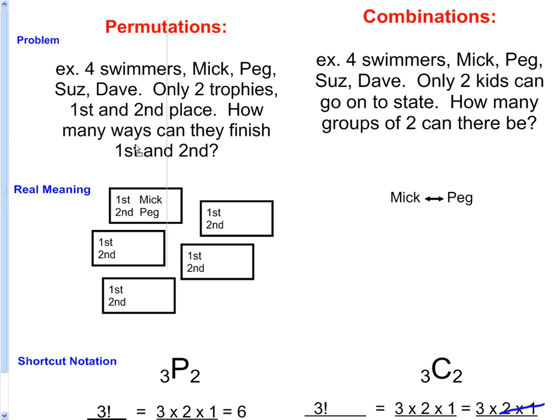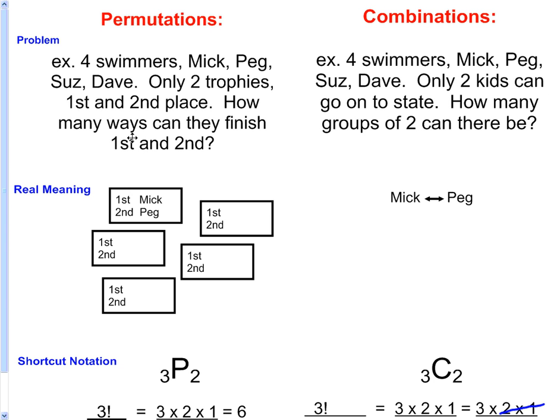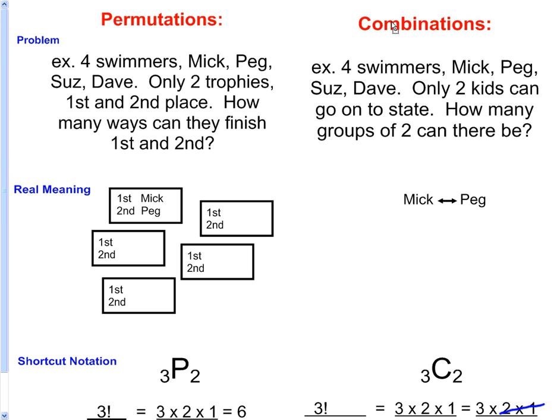In this one, for permutations, I have first and second place, implying the order matters. Like if Mick gets first place, that's different than if Peg had gotten first place, right? And over here, I have this arrow with the Mick and the Peg because it's a combination, and in combinations, the order does not matter. So Mick or Peg or Mick doesn't matter because if they get sent on to state, they're both happy. They don't care. Well, they might care, but in this case, it matters more that they both get to go on to state.